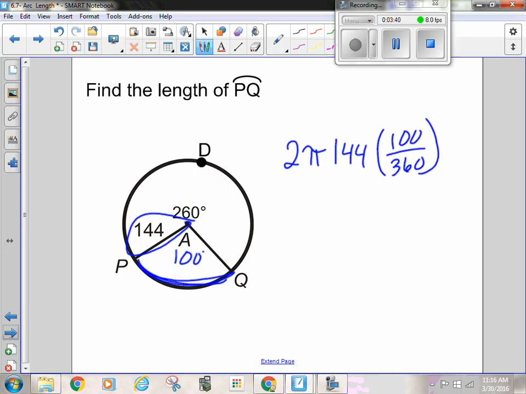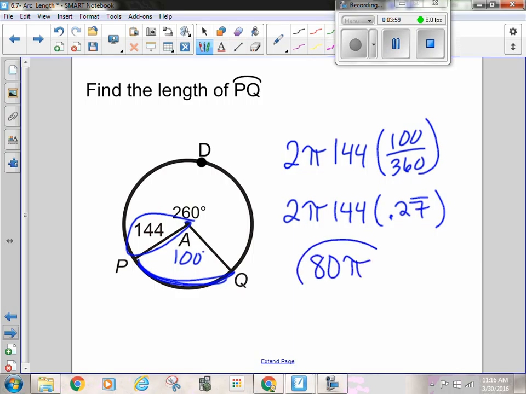So I'm just going to take my 100 over 360. Again, I'm going to get a repeating decimal. Don't clear it out of your calculator. Just leave it there. So 0.27 repeating. Okay, so I'm just going to leave that in there. Don't round it or your answer is going to not be the same.